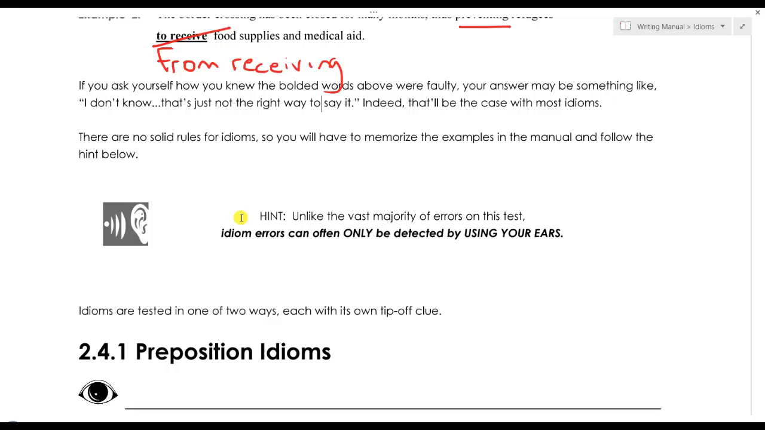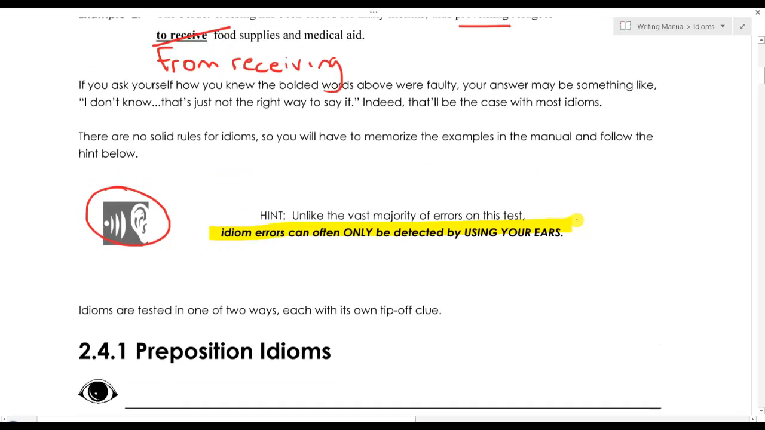On the SAT, I know that we say in many other rules that you cannot rely on your ear. Generally, you are not supposed to be relying on your ear, but on idioms, really the only way to handle idioms is to use your ear. As it says right here, most of the idiom errors, in fact, pretty much all of the idiom errors on the test can only be detected by using your ears.